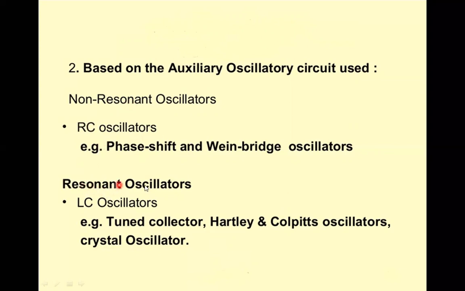The other is called resonant oscillators, and that is nothing but LC oscillators. In the sense, we'll be having a tank circuit, and the tank circuit will consist of one inductance and a capacitor connected in parallel with each other. Because of that, the oscillation takes place. And the examples for these resonant oscillators are tuned collector oscillators, Hartley oscillators, Colpitts oscillators, and crystal oscillators. We also have what are called negative resistance oscillators.